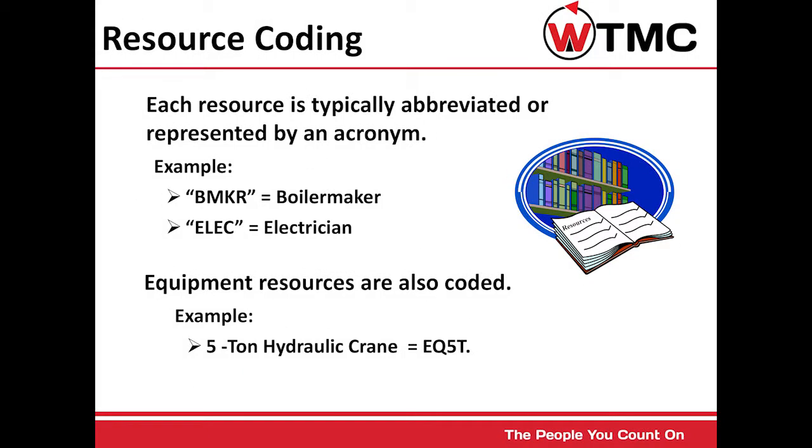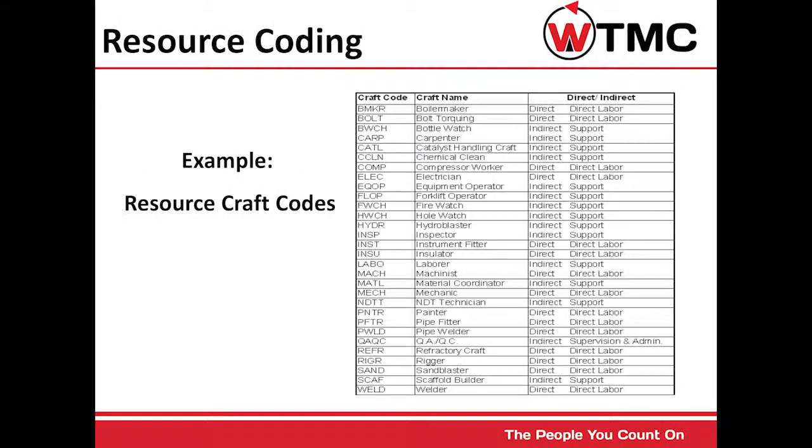Resource coding. Each resource is typically abbreviated or represented by an acronym. Example, BMKR equals Boilermaker, ELEC equals Electrician. Equipment resources are also coded. An example of a 5-ton hydraulic crane, it would be EQ5T. These are examples of resource craft codes.